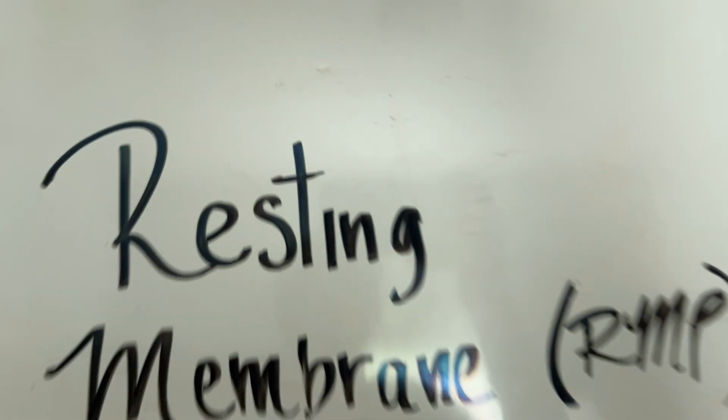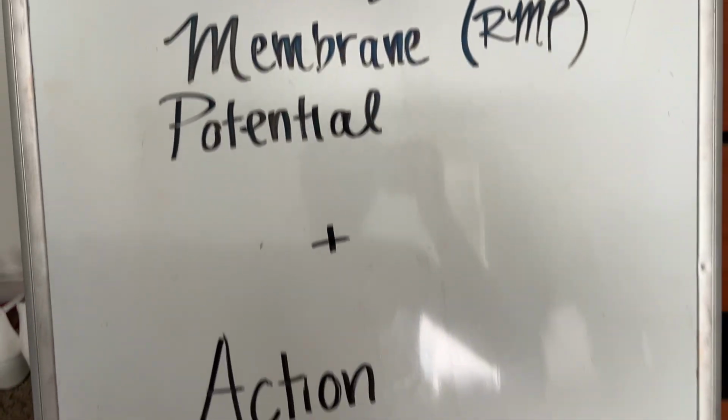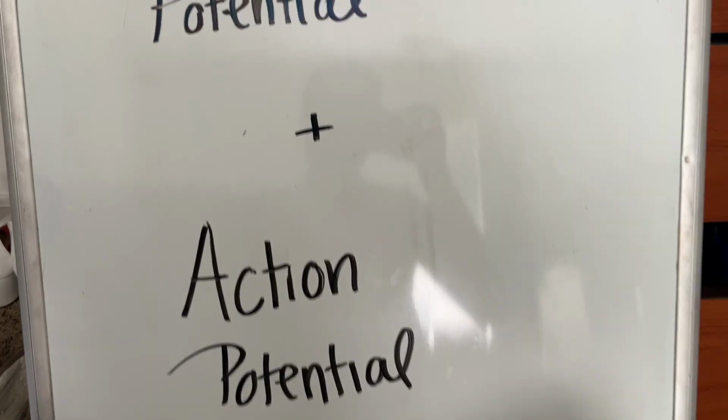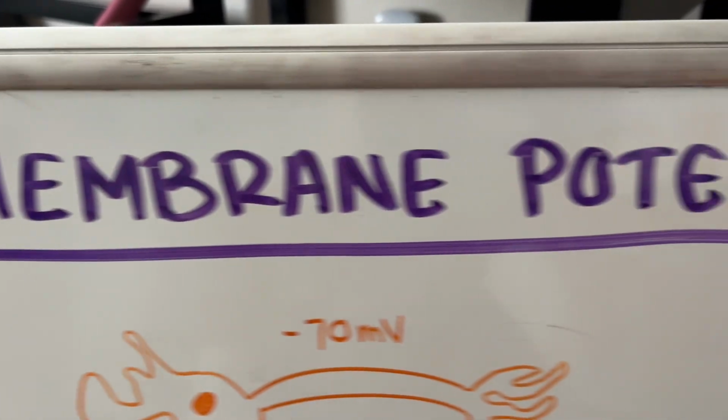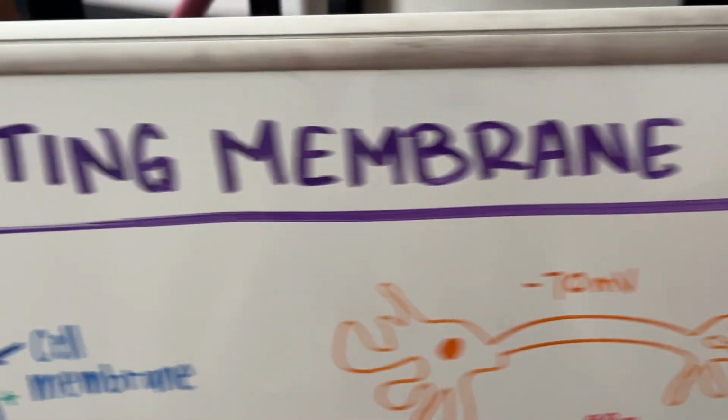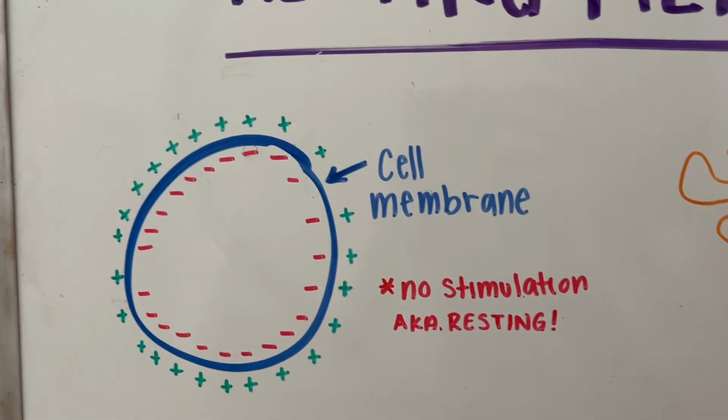In this week's video, we're going to be talking about resting membrane potential and action potentials. We're going to start with resting membrane potential. The resting membrane potential is the electrical potential difference across the cell membrane when the cell is not being stimulated.